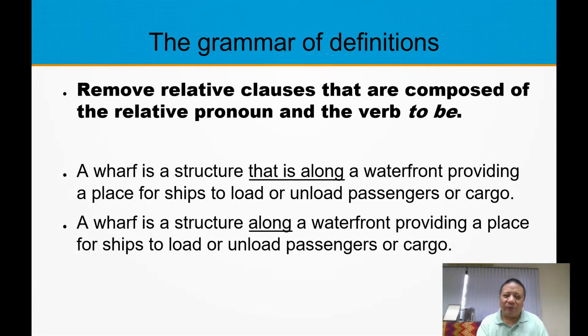Also, remove relative clauses that are composed of the relative pronoun and the verb to be. So, for example, you have this long definition. A wharf is a structure that is along a waterfront providing a place for ships to load or unload passengers or cargo. You can remove that is. A wharf is a structure along a waterfront providing a place for ships to load or unload passengers or cargo. Now that's crispier instead of having that is.